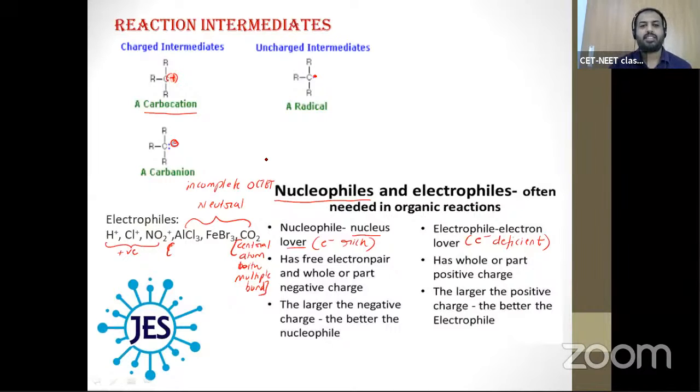Similarly, nucleophiles. These are all species which are nucleophiles. These are all anionic species, negative nucleophiles. And these are neutral nucleophiles.